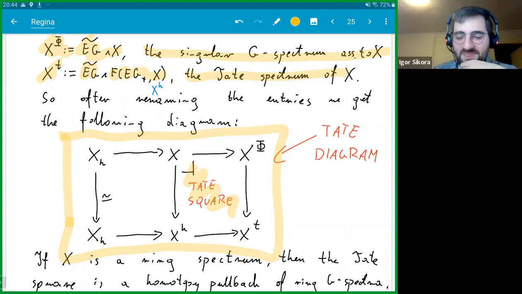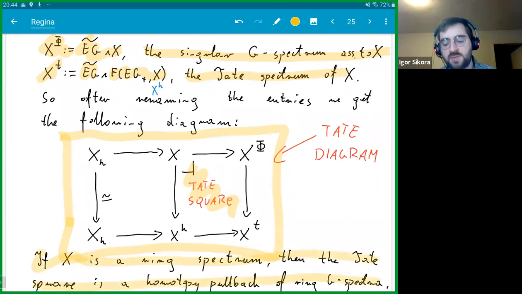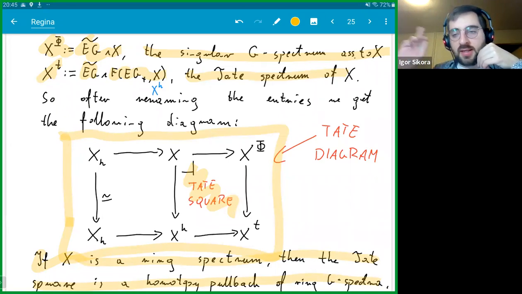Yep, thanks. And actually, in the main reference for the Tate square, the Greenlees May generalized Tate cohomology, they have a different name for F EG plus to X, which I don't remember at the moment, but the Borel completion is well established right now. The Tate square also has a very nice property: if X is a ring spectrum, then the Tate square is a homotopy pullback of ring G spectra. Same if X is a module over some other spectrum, then the Tate square will be a homotopy pullback of module spectra.